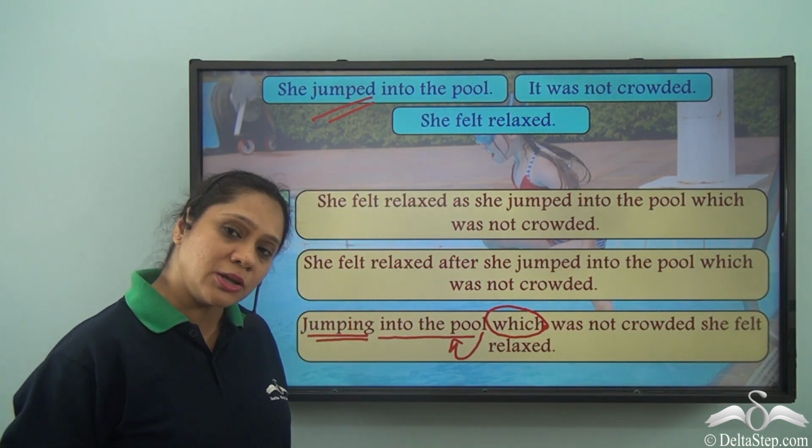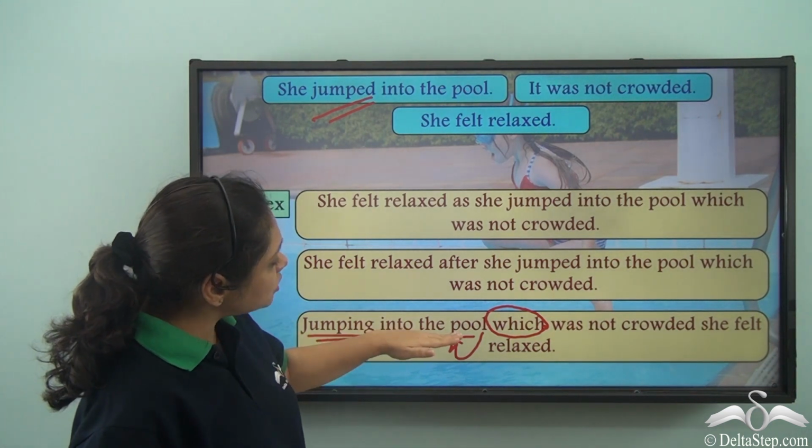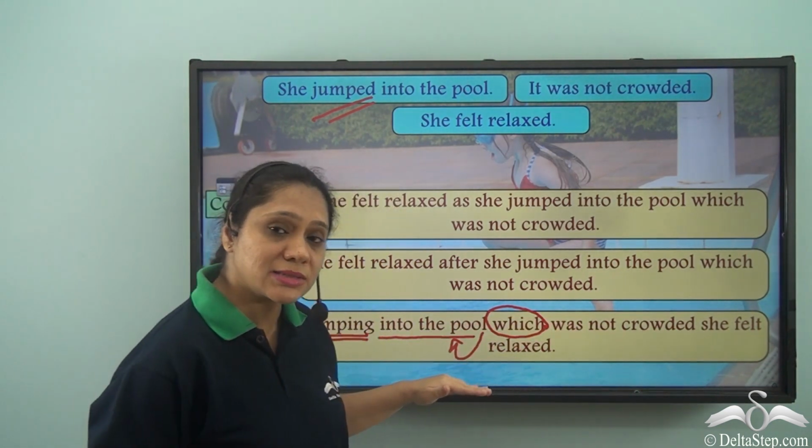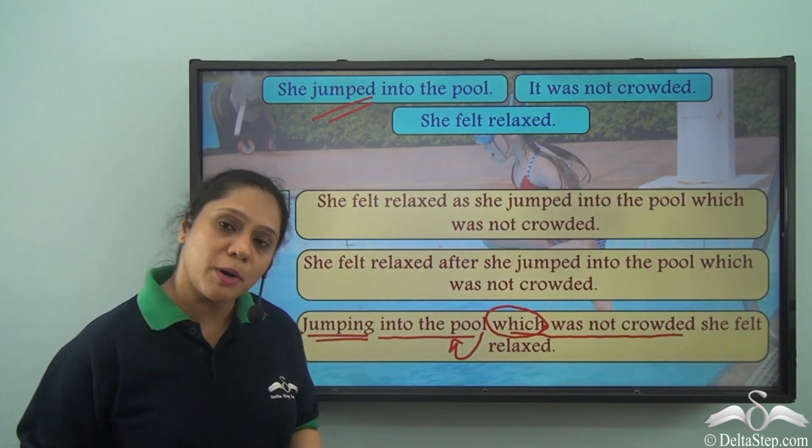So what is our main clause in this complex sentence? Our main clause is, jumping into the pool, she felt relaxed, whereas which was not crowded becomes a subordinate clause here.